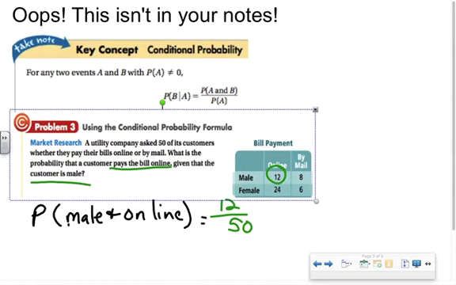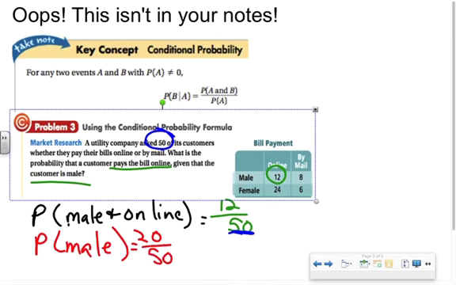And then according to the formula, since the question says, given that the consumer is male, my denominator is the probability of the person being male. Now, the problem told us that there's 50 consumers. So if you were wondering where this 50 came from, I hope I've clarified that now. I apologize for not mentioning that sooner. So the probability that someone in this survey will be a male is 20 out of 50.